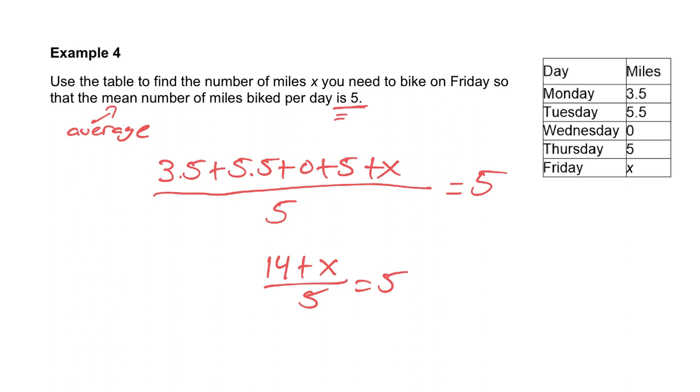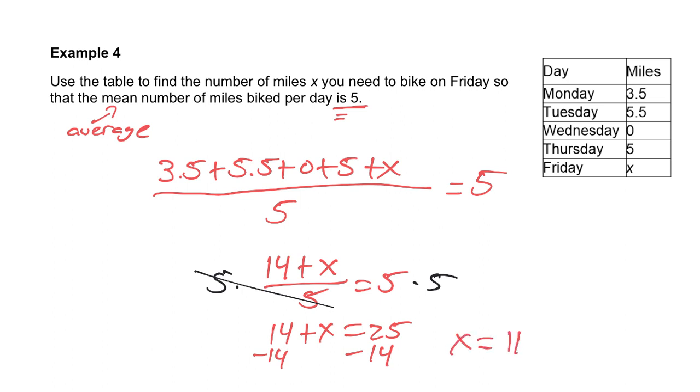From there, we can continue solving. And that's where I'm going to multiply both sides by 5 first. I want to get rid of what I'm dividing by. So when I do that, I'm going to get 14 plus x equals 25. And when you subtract 14 from both sides, you're going to get x equals 11 miles. You're going to go 11 miles for that Friday ride so that you average 5 miles a day.